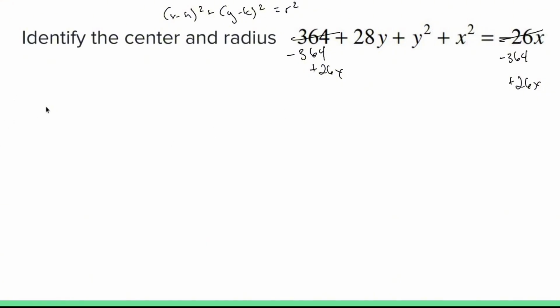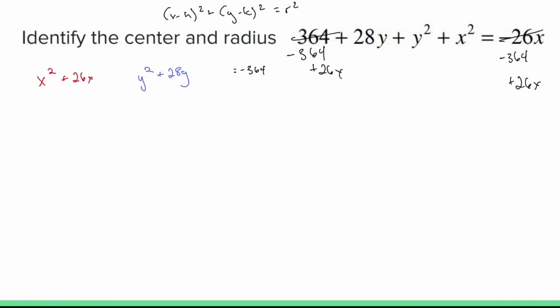And let's kind of color code things. Let's do the x's first because that's the order that we want. We already have the x squared floating around here. So now it's going to be plus 26x, and then we'll leave some space. Next to it, we have y squared plus 28y, leave some space, and then it's going to be equals negative 364.